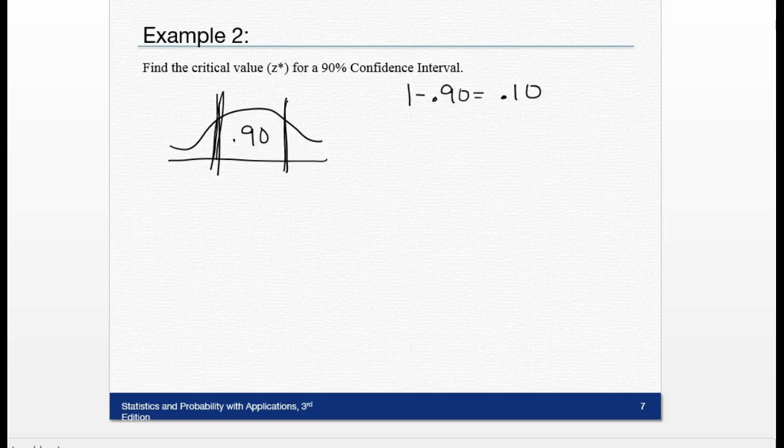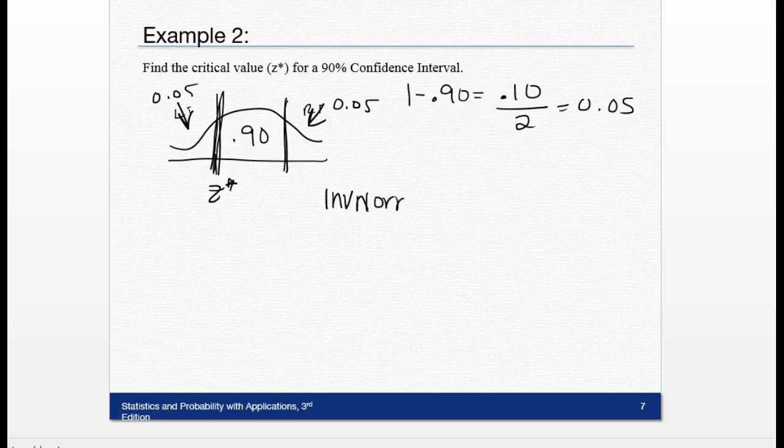But I have two ends of the graph. I have a left tail and a right tail. I divide that 10% by 2, and I get 0.05. So I know the area over here is 0.05, and the area over here is 0.05. So to find this z value right here, I'm going to use my good old inverse norm, and it's going to ask me for area. So I'm going to say 0.05, and then it's going to ask for the mean and standard deviation. Well, the mean is always going to be 0, and the standard deviation is always going to be 1.